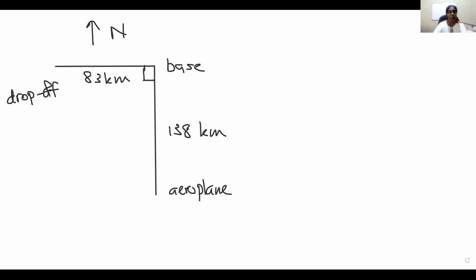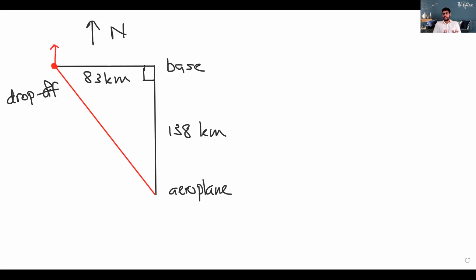Right angle. Okay. Now, children, let's get to the question. They're saying find the three-figure bearing correct to the nearest degree of the aeroplane from the drop-off point. So that means, children, we are going to be standing at the drop-off point and we are going to look at the aeroplane, right? So that means something like this, right? We're going to stand here, first facing north.